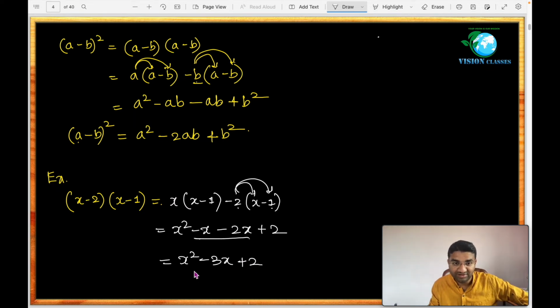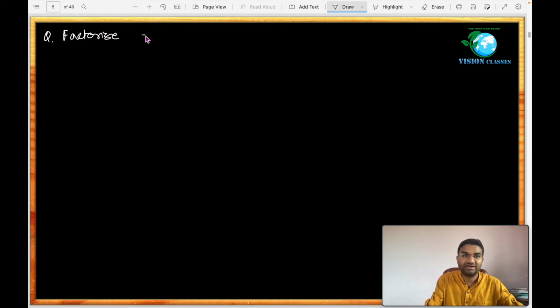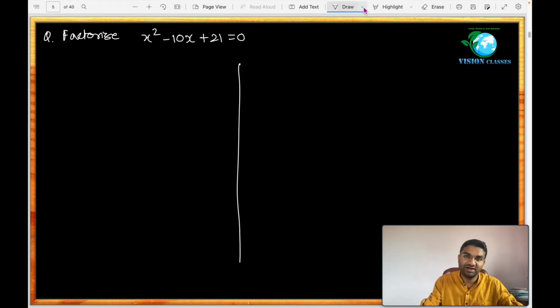And if suppose you have an equation given, you can split the middle term and you will get these two factors. That is also true. Okay, we will solve those kinds of examples as well. So look here, question: factorize x square minus 10x plus 21 is equal to 0. Okay, so here x square minus 10x plus 21 is equal to 0.